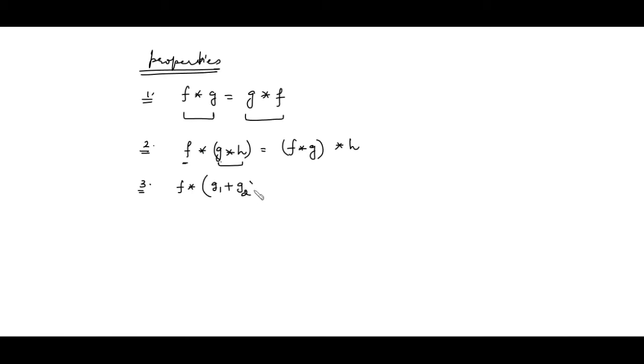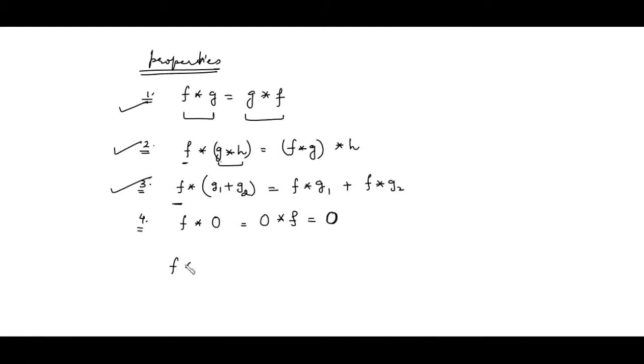It also satisfies the distributive property. First you find g1 plus g2 and then take its convolution with f, or you first find the convolution of f with g1, f with g2, and then add them. So it satisfies the distributive property also. The convolution of f with the null function, or of the null function with f, is 0. So these are the properties that convolution satisfies: commutative, associative, distributive, and null. However, f convolution with 1 is not the same as f, which means 1 is not the identity here.